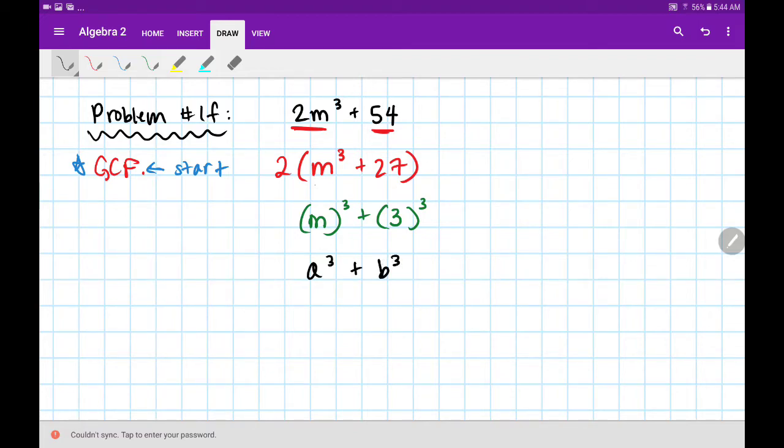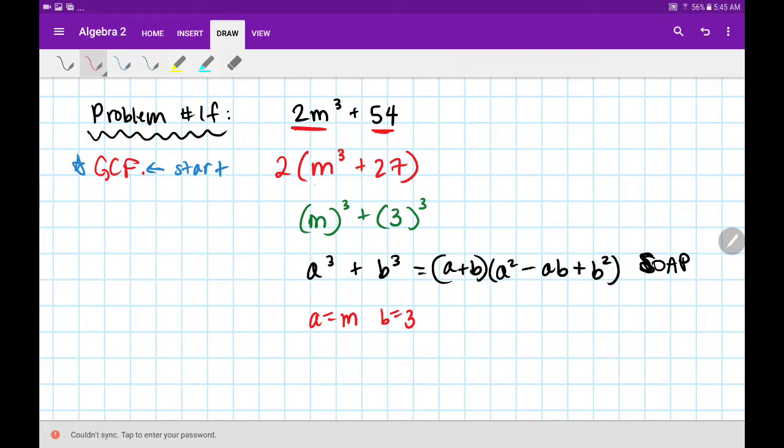This one is going to be a sum of cubes. So let's use our SOAP model to remember our signs. Okay, we're going to start with a and then the same sign. Then a squared and opposite sign. Multiply the two together. Always positive. Square the last term. Okay, so as we did before, let's actually write a equals, well, a is going to equal m, and b is going to equal 3. So using this as our guide, we'll fill it all in.